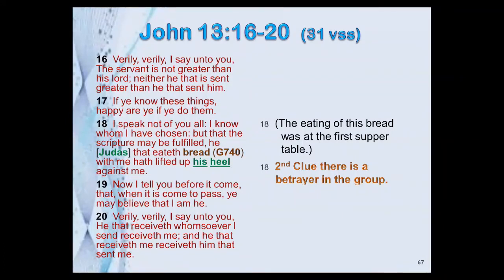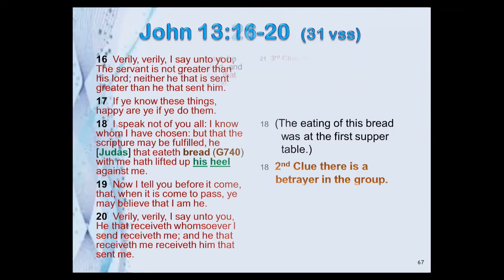"I speak not of you all. I know whom I have chosen, but that the scripture may be fulfilled. He that eateth bread," and it's artos, "he that eateth artos with me hath lifted up his heel against me." There's your second clue that there is a betrayer in the group. Verse 19: "Now I tell you before it come, that when it come to pass, you may believe that I am he. Verily, verily I say unto you, he that receiveth whomsoever I send receiveth me, and he that receiveth me receiveth him that sent me."